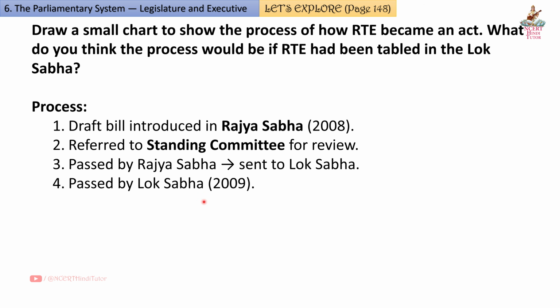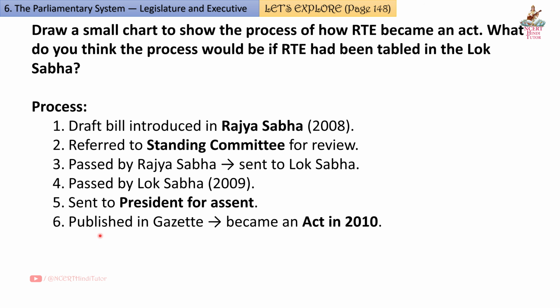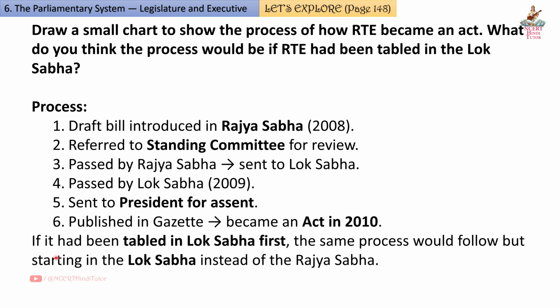Fourth, passed by Lok Sabha, 2009. Fifth, sent to President for assent. Sixth, published in Gazette, became an act in 2010. If it had been tabled in Lok Sabha first, the same process would follow, but starting in the Lok Sabha instead of the Rajya Sabha.